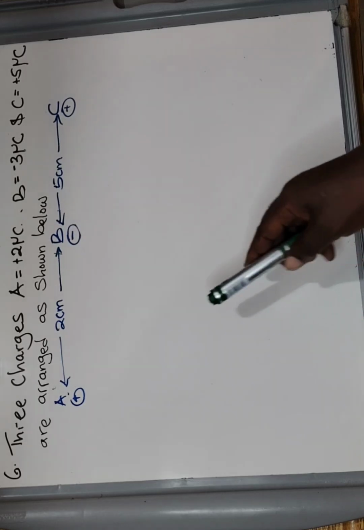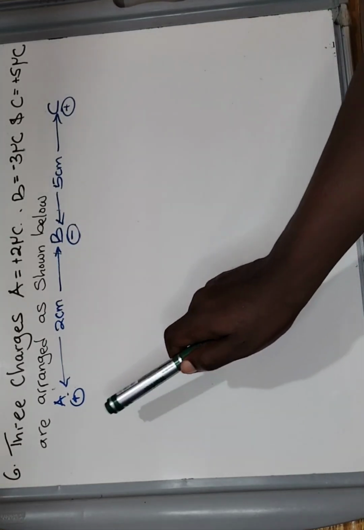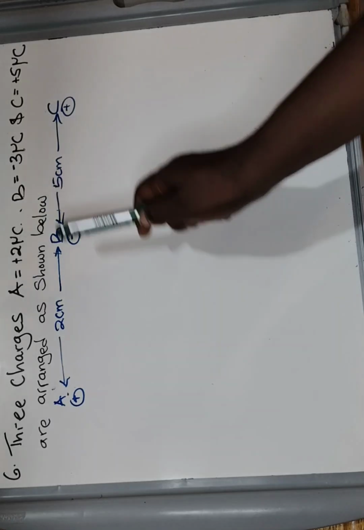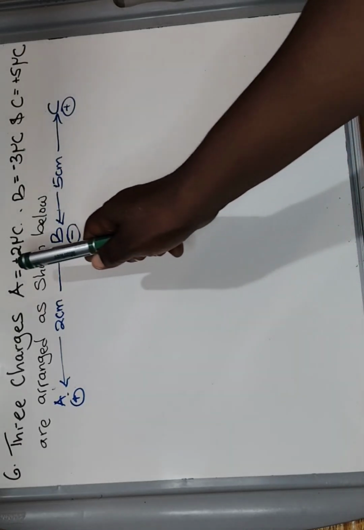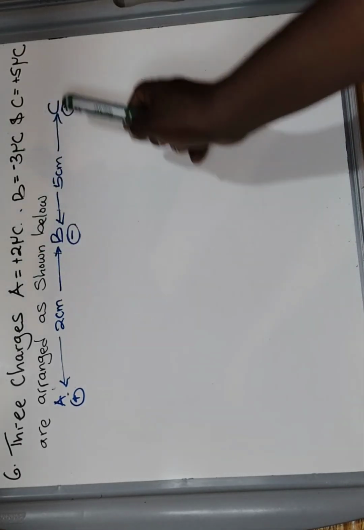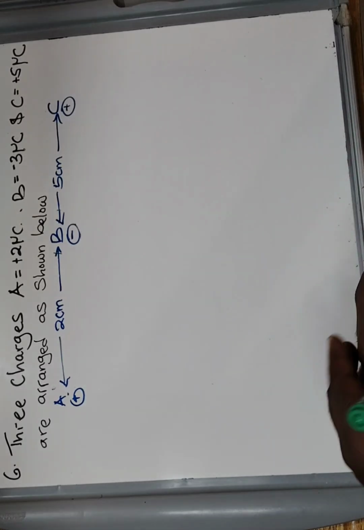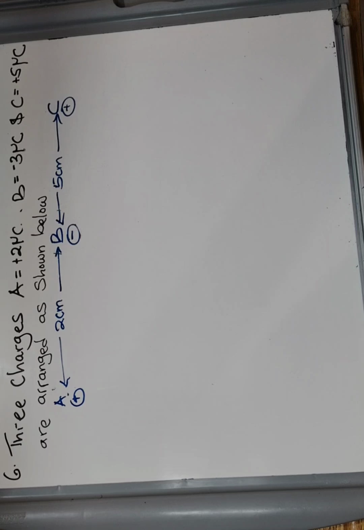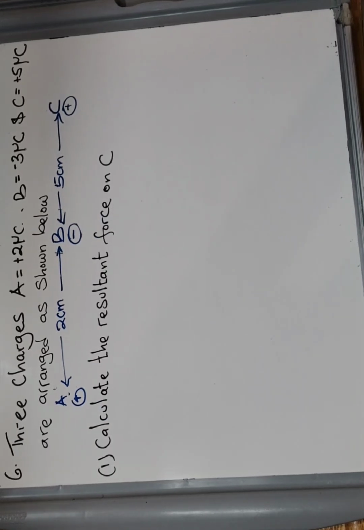Okay, we are looking at these charges, and it says three charges, A, B, and C, are arranged as shown below. So the question says, calculate the resultant force on C. So how do you go about this?